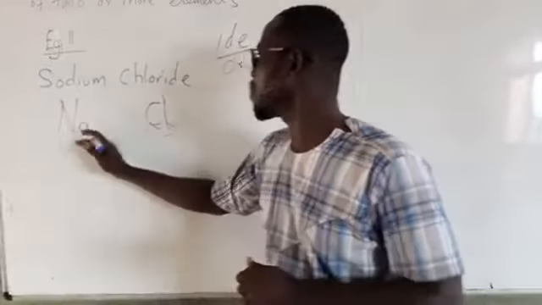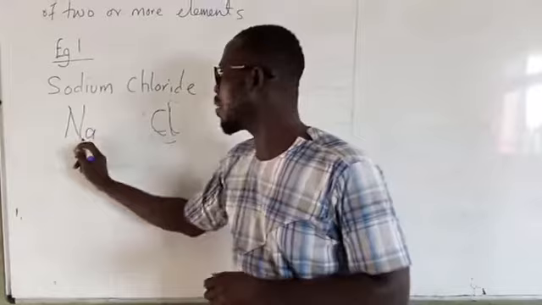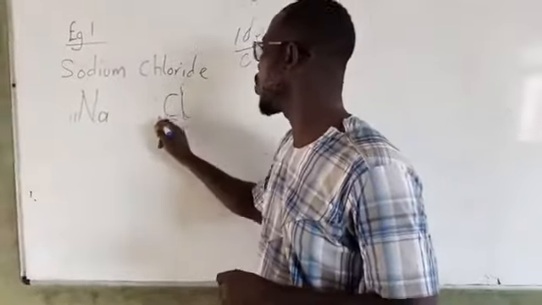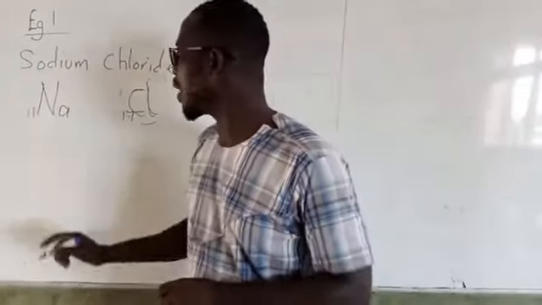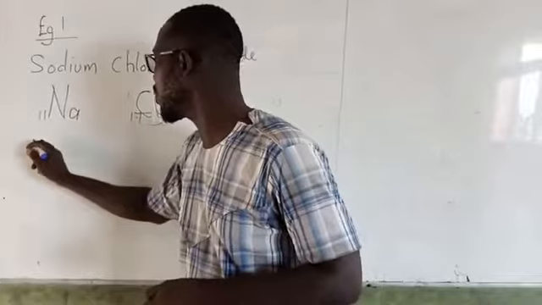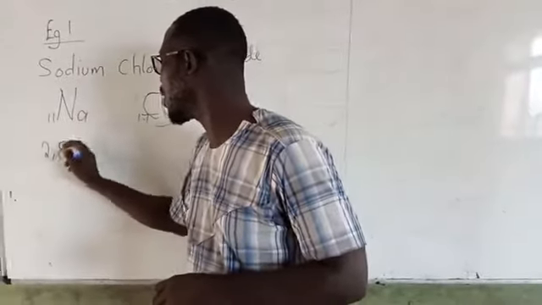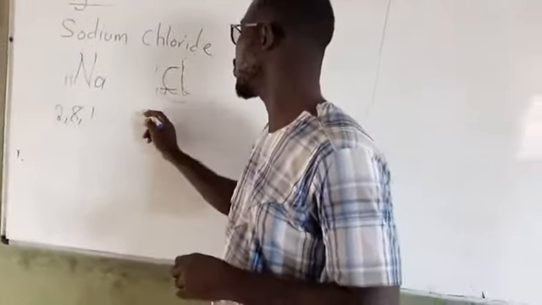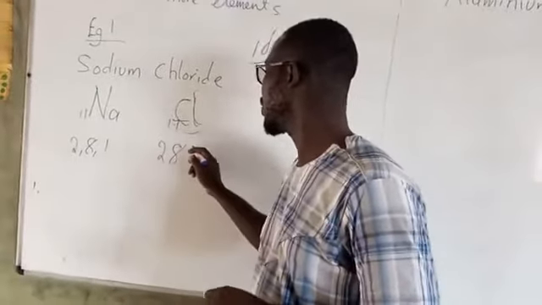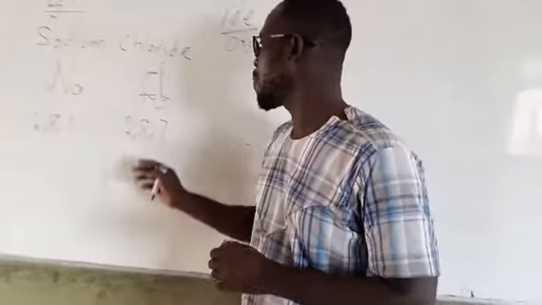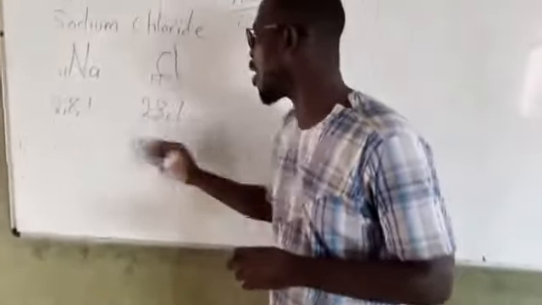So chlorine and then sodium here. Now, let's look at the atomic number. For sodium it is 11 and then chlorine is 17. We look at our valency. Our electron configuration for sodium is 2, 8, 1. And then chlorine is 2, 8, 7. Alright, so our electron configuration is written, and we want to know our valencies.